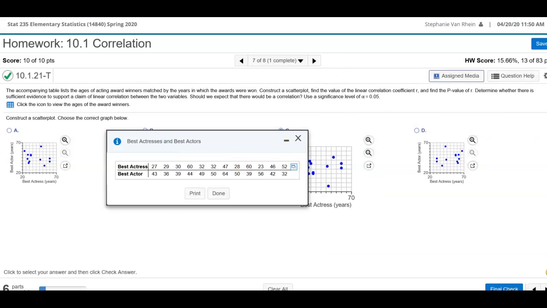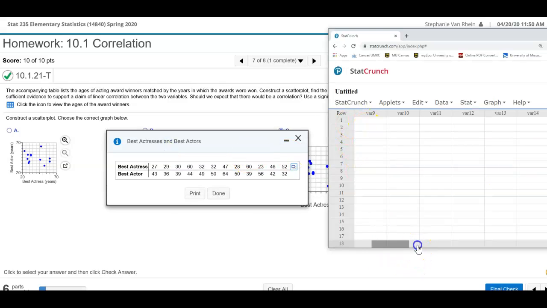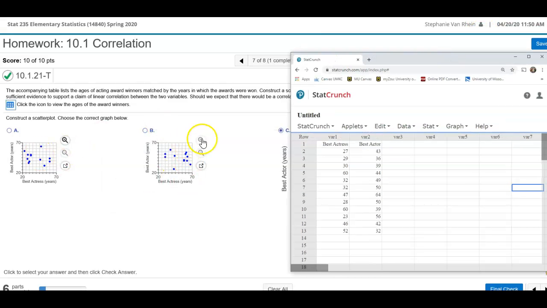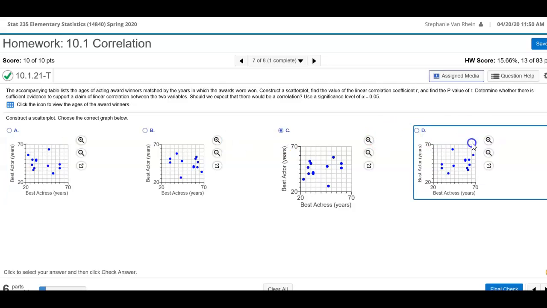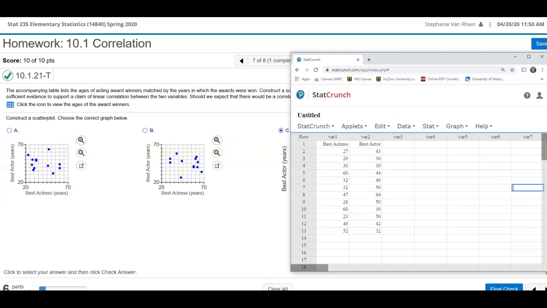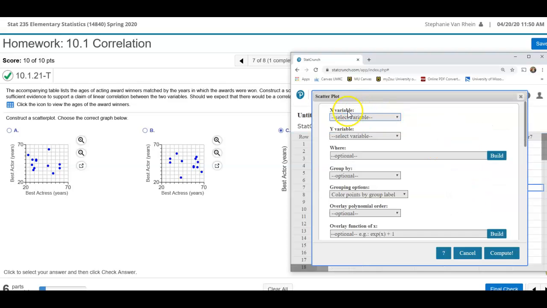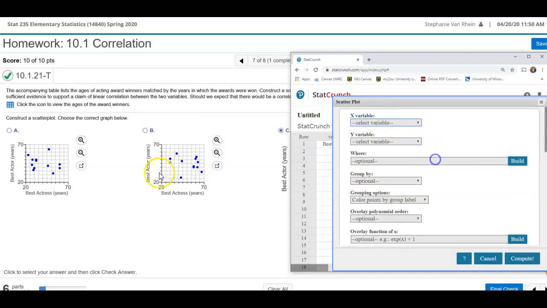So you can see here that under variable 1 in StatCrunch, I have best actresses, and under variable 2, I have best actors. So you got to be a little bit careful with the answers here in the scatter plot, what's on the x-axis and what's on the y-axis. So when I go to create this scatter plot under graph, I'm going to pick the scatter plot. So my x variable is going to be my best actresses.